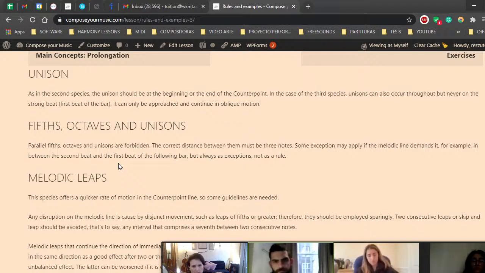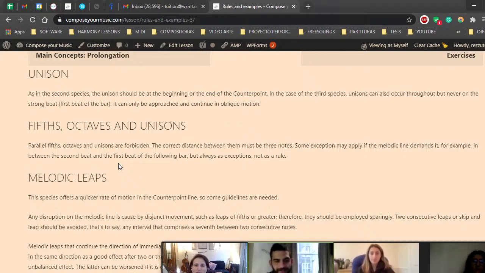What was oblique? Yeah, what is oblique motion? One voice playing the same, one voice will. There you go. There you go. Just checking.